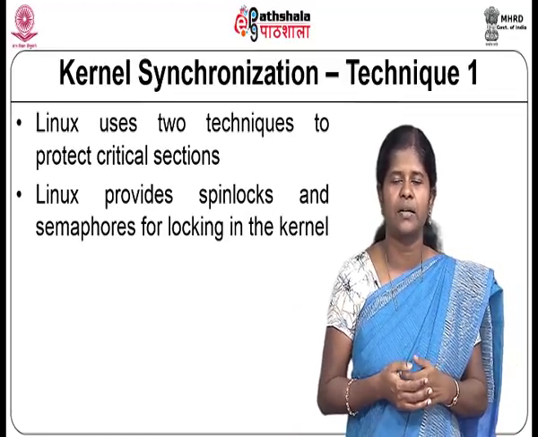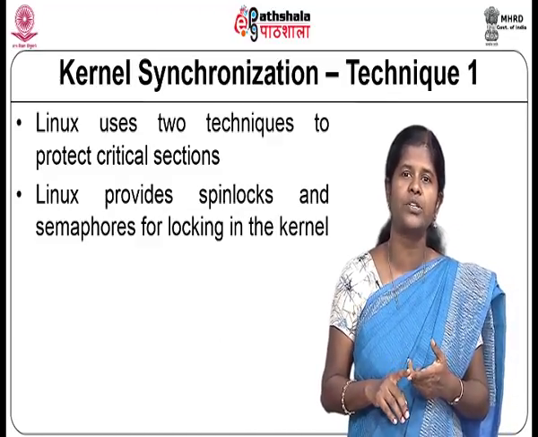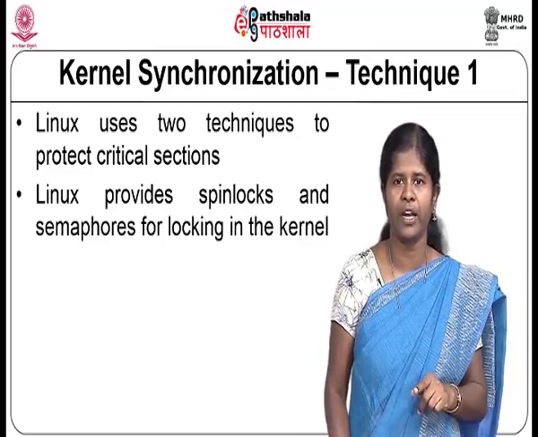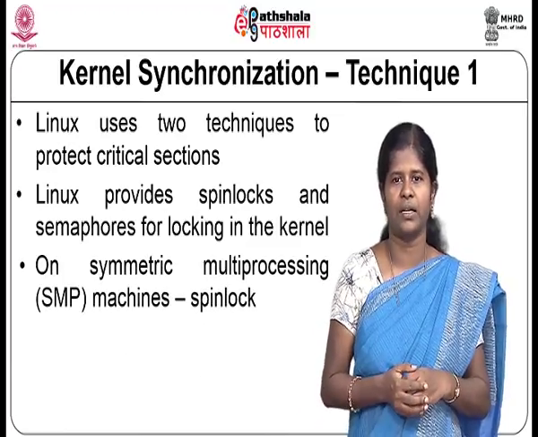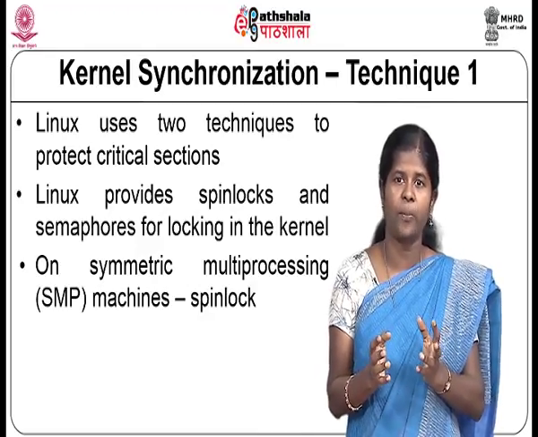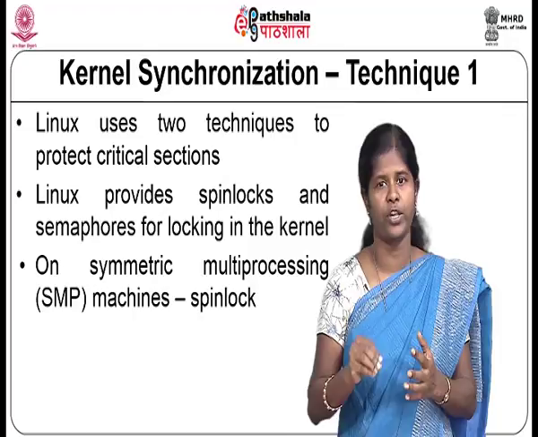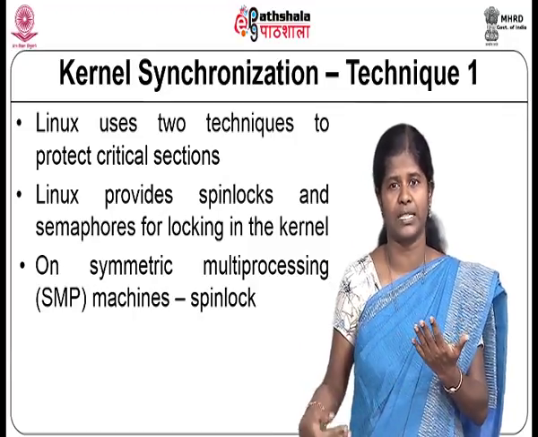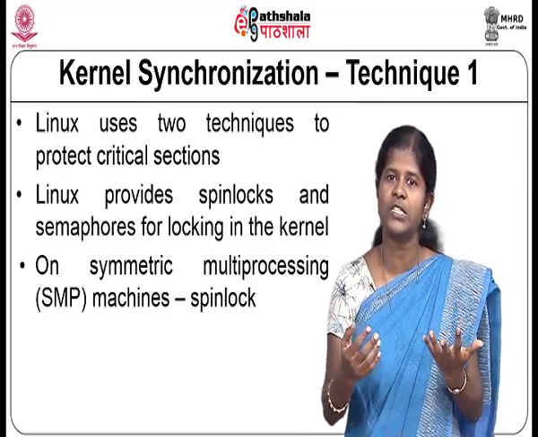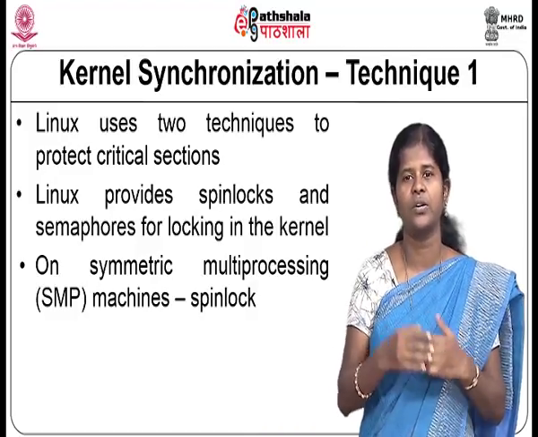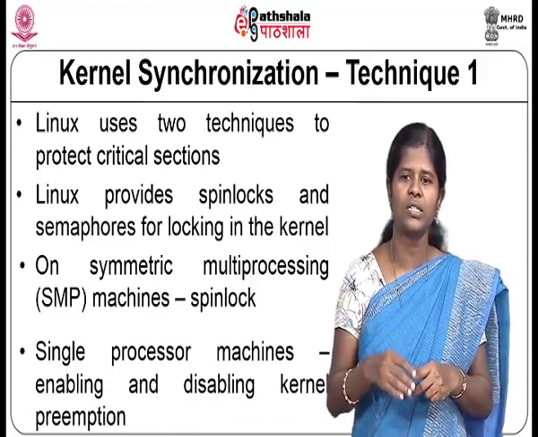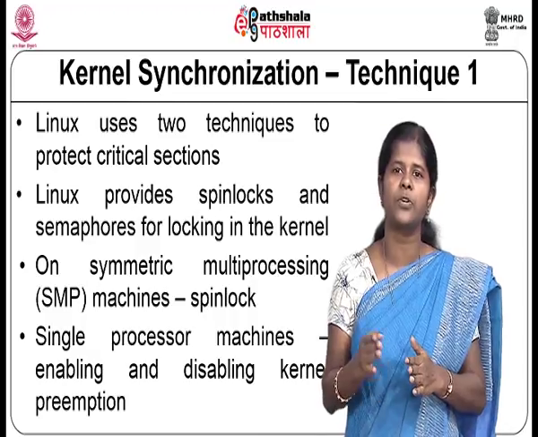Linux makes use of two techniques for protecting critical sections. Linux provides spin locks and semaphores for locking in the kernel. If there is a very important data structure the operating system is going to use, then the data structure is locked before accessing. So, even if the kernel is preempted, no other task can modify this data structure unless the first process which locked it unlocks it. So, you have two techniques, one is the spin lock and the other is the semaphore.